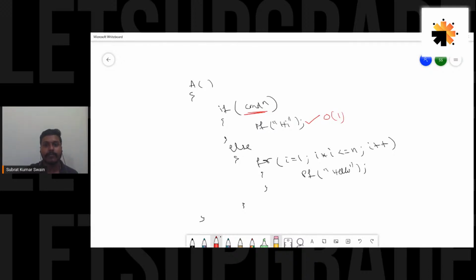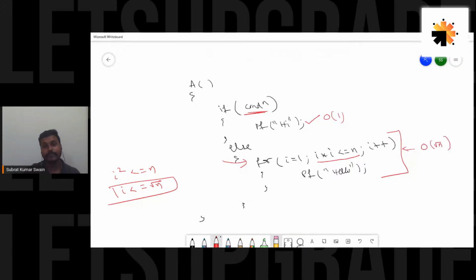What is the other possibility? This condition may be false, and we would come to this else part. If we come to this else part, then this loop would execute. And how many times is this loop running? It's very easy again. Mark the condition: i square less than or equal to n. So it is basically i less than or equal to root n, so this loop will take big O of root n times.